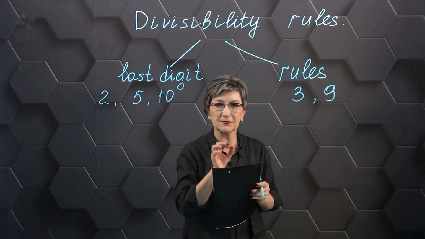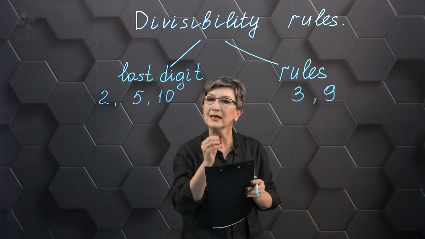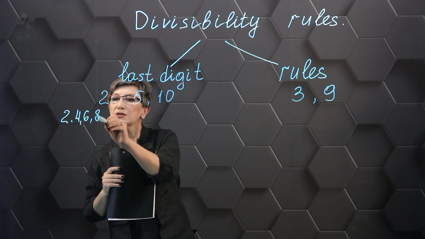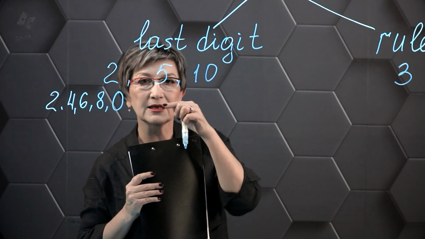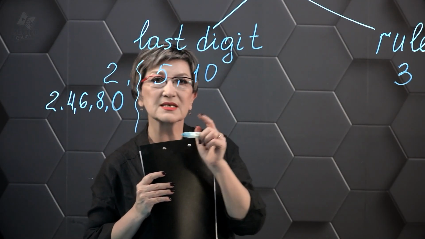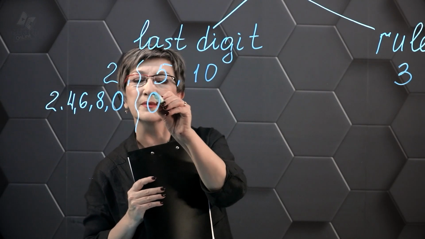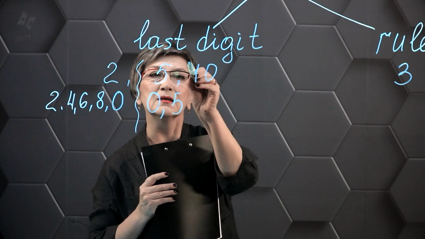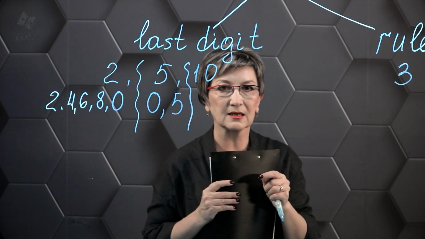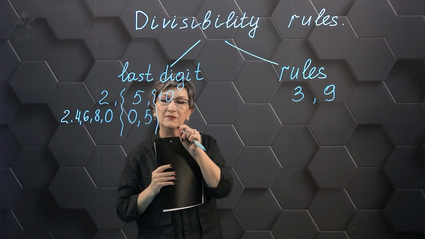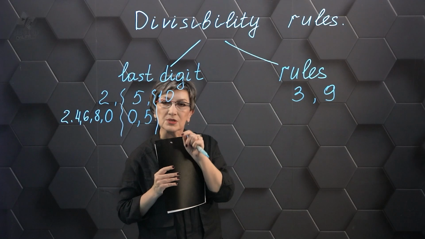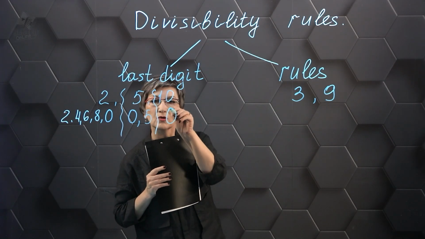If the last digit is an even number, or the digits 2, 4, 6, 8, and 0, then the number can be divided by 2 without a remainder. If the last digit is 0 or 5, then the number can be divided by 5 without a remainder. If we need to answer the question of whether a number can be divided by 10, then I will look at the last digit, and that digit must be 0.